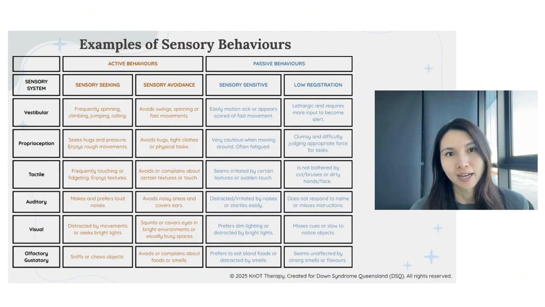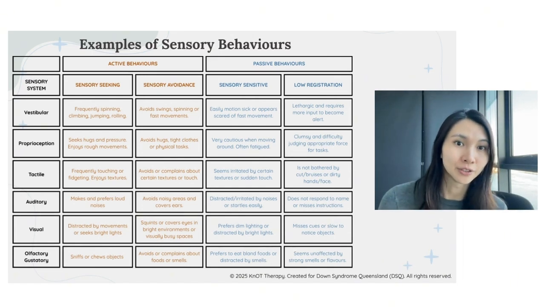Now let's look at how sensory behaviors can present differently across the sensory systems. Some students display active behaviors. For example, they may actively seek or avoid certain sensory input. These behaviors are often more visible to those around them. Whereas when they show passive behaviors, for example, feeling more overwhelmed or disengaged or registering the input less, this can be harder to notice. Here are a few examples.